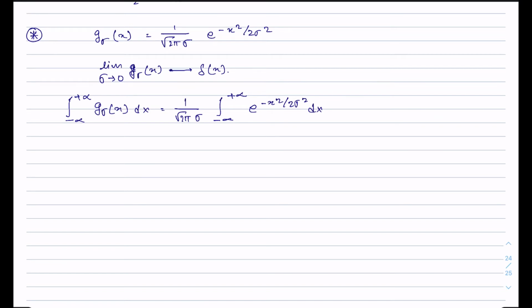And this is a standard Gaussian integral. We all know its value. It is root over pi by b, and in our case b is 1 over 2 sigma squared. So the value of this integral will be 1 over root 2 pi sigma times root pi over b, where b is 1 over 2 sigma squared. Each term will cancel out and it will give the area under the curve equal to unity. So now let's see graphically whether it will behave as a delta function or not.